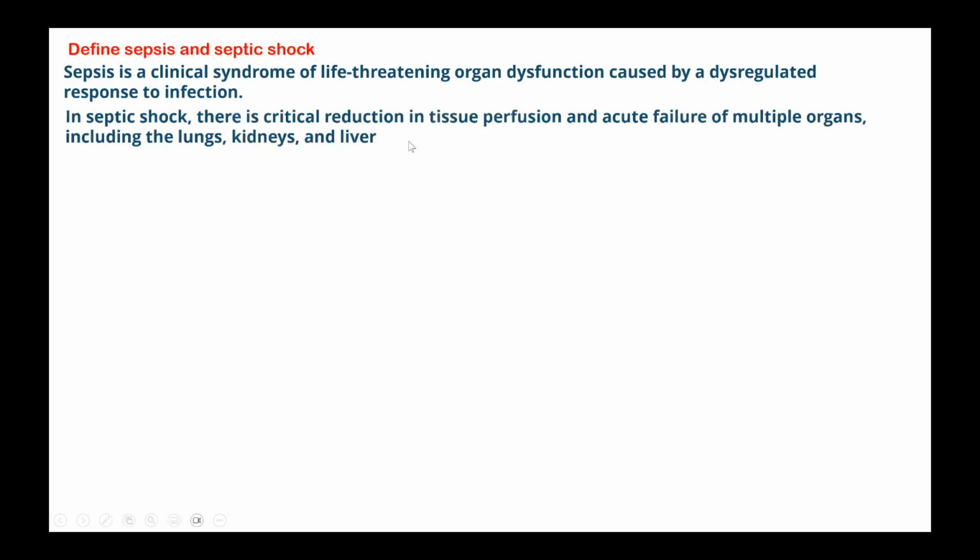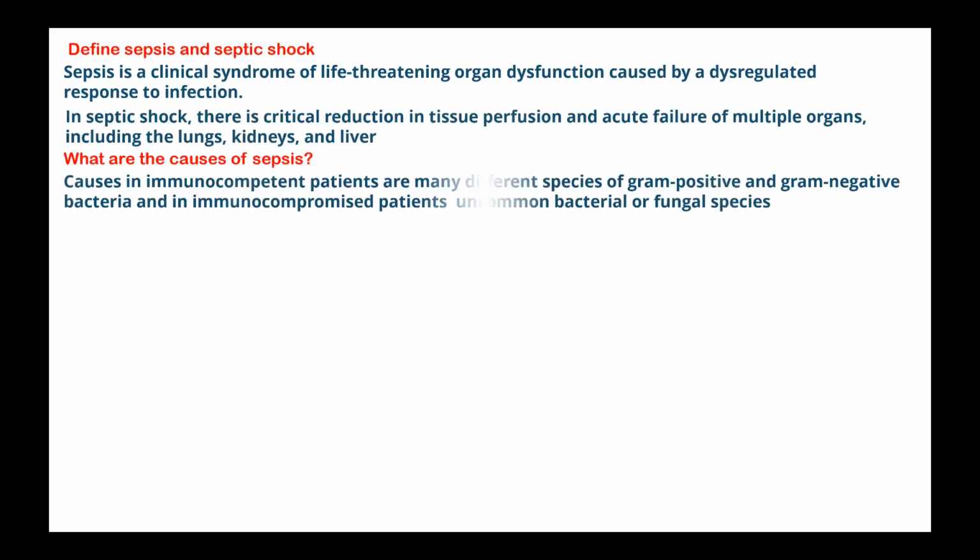And in septic shock, there is a critical reduction in tissue perfusion and acute failure of perfusion to organs including lungs, kidney, and liver. So these are the two definitions that you have to know about. The causes of sepsis, that is a very important component that you have to know.